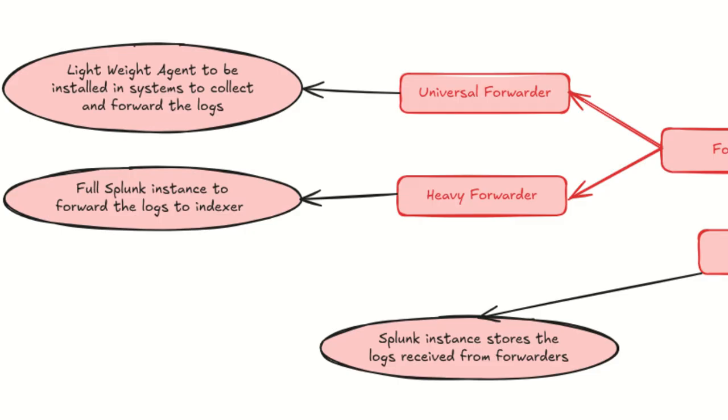So the universal forwarder is applicable to end user machines like laptops, servers, etc. Whereas the heavy forwarder can be installed in a branch location, where it collects all the logs from that particular branch location, consolidates them, parses, normalizes, and sends them to the Splunk core.